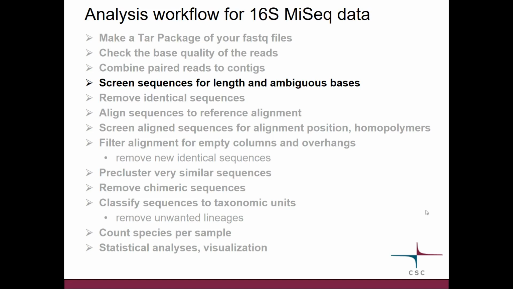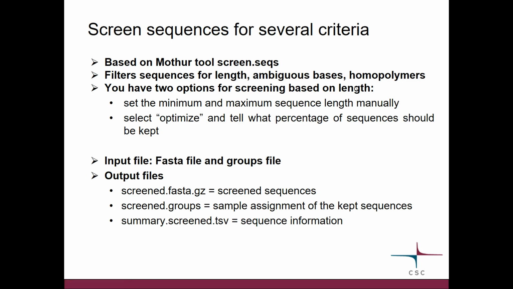The next step in our 16S MiSeq data analysis workflow, after combining the paired reads to contigs, is to screen the sequences for various things such as length, ambiguous bases, and homopolymers. So the Chipster tool Screen sequences for several criteria is based on the mothur tool screen.seqs. And it filters sequences for length, ambiguous bases, and homopolymers.